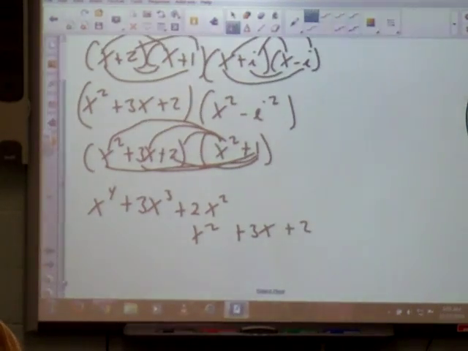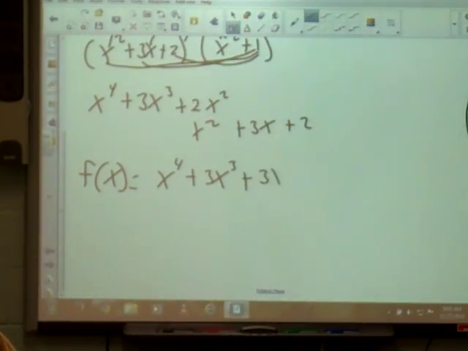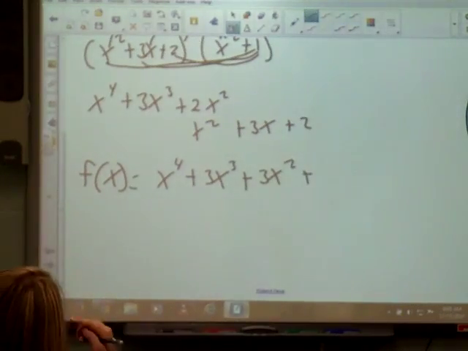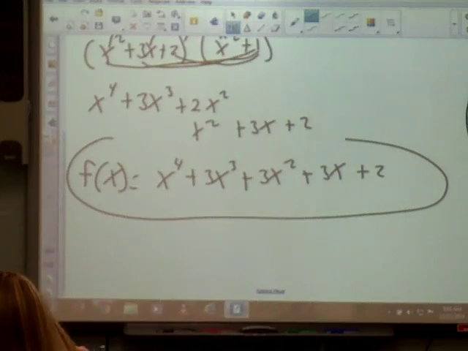So I combine my like terms, and the only like terms I had there that I stacked up were the x squareds. Remember we were writing a function, so I'm going to give it its function name now. F of x is x to the 4th plus 3x cubed, plus 2x squared and x squared is 3x squared, plus 3x and 2. That's it.